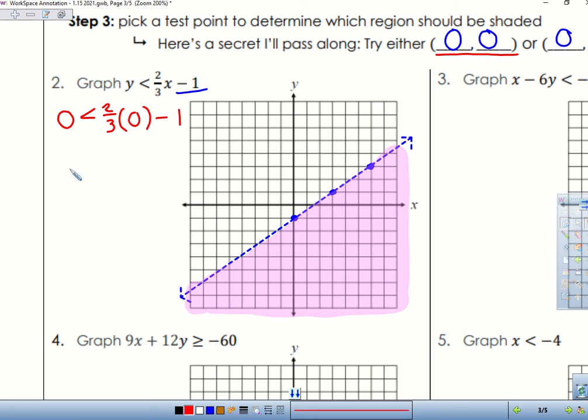So that's going to be 0 is less than, what's negative 2/3 times 0? 0. 0 minus 1? Negative 1. Is 0 less than negative 1? No. That's false, right? Therefore, 0, 0 is not in the shaded region.